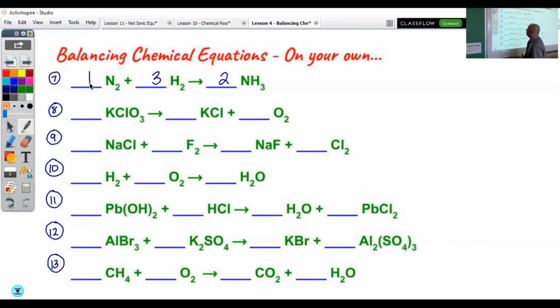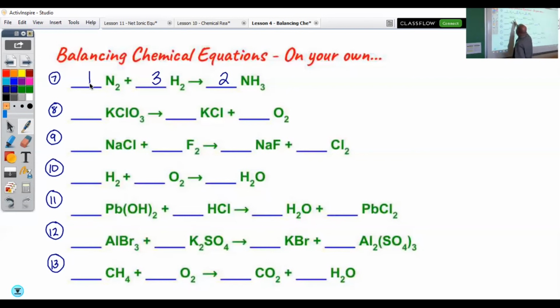Let's take a look at our problem number 8. I have 1 potassium, 1 potassium. I have 1 chloride, I have 1 chloride here. I have 3 oxygen, and I have 2 oxygen. In an example like this, where it's 2 on one side and 3 on the other, use the least common multiple, in this case, 6.